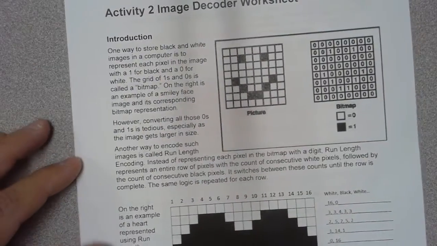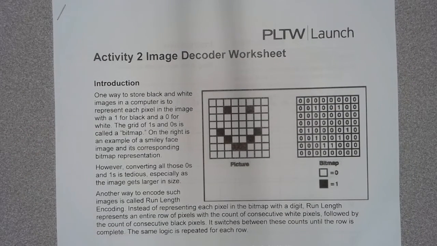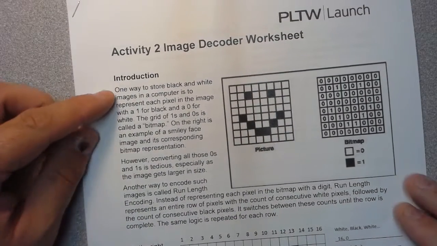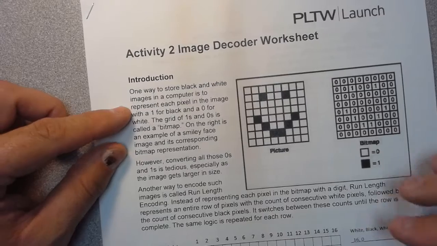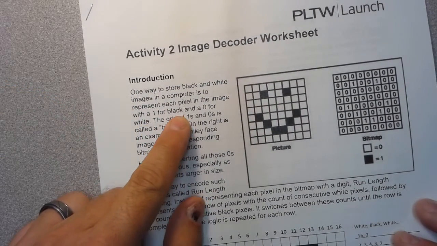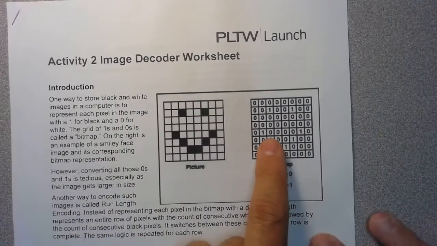There we go. All right, those of you joining us right now, we have the image decoder worksheet. We've been talking in Project Lead the Way here in the last few minutes about how images are stored with little pixels. So one way to store black and white images in a computer is to represent each pixel in the image with a 1 for black and a 0 for white. See how they have it right here?